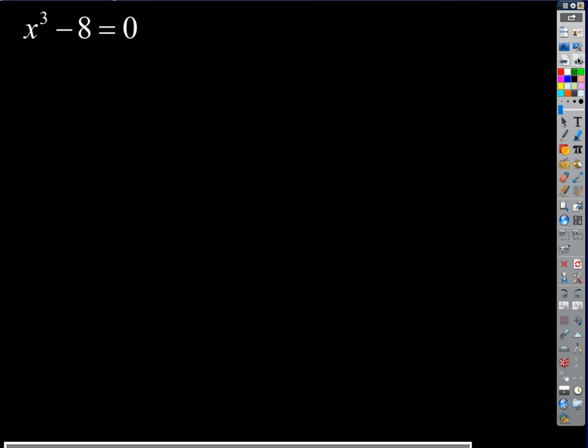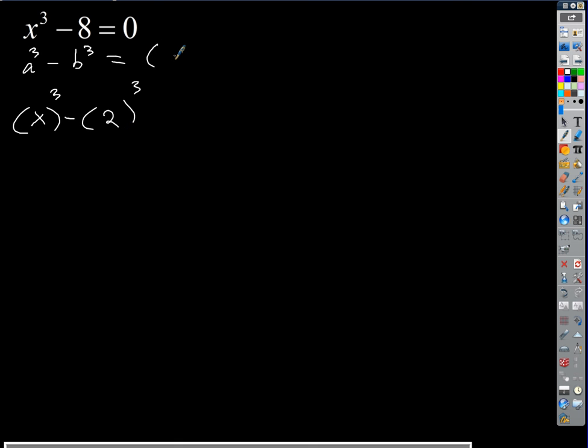Difference of cubes. So for this to work, I've got to be able to write this in the form a cubed minus b cubed. So what's my a? X. What's my b? Eight. But what is 8 what cubed? 2. See what I'm saying? See the pattern? So then now we'll just follow the pattern.